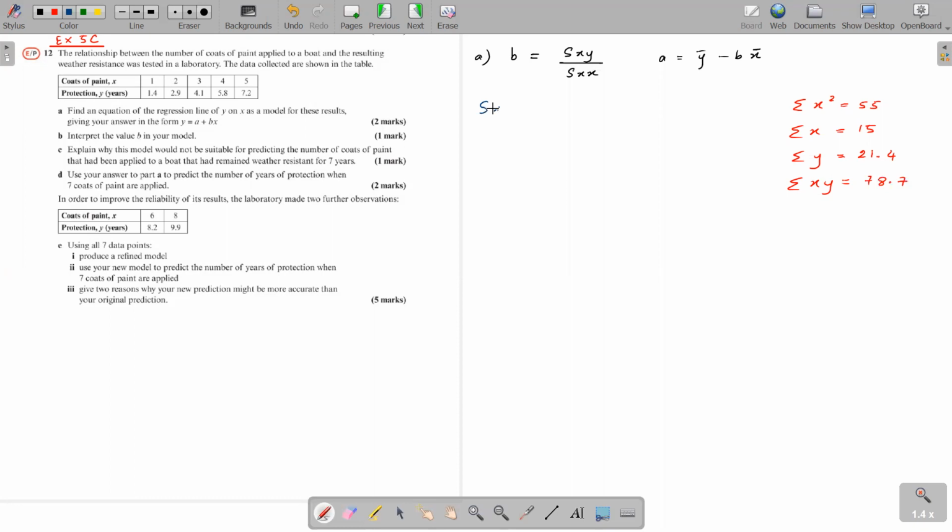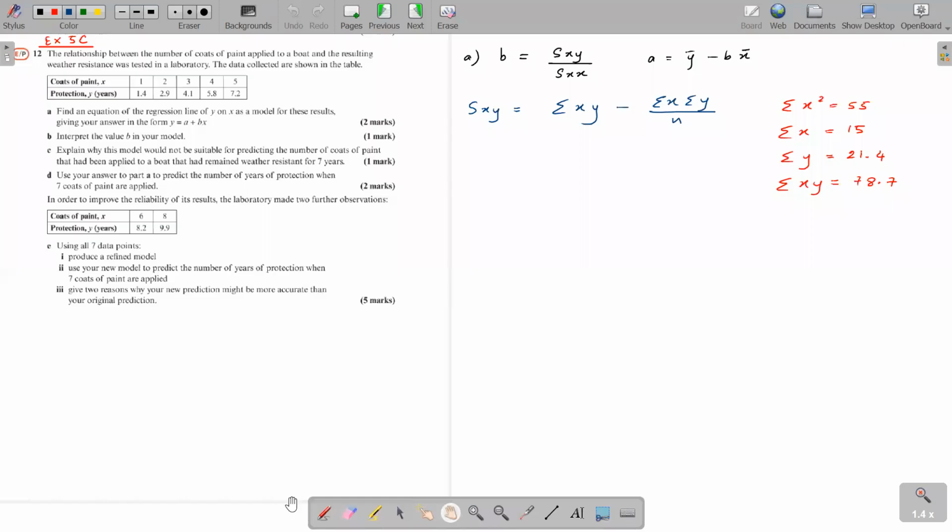So it's Sxy, sigma xy minus sigma x sigma y over n. Right, guys? All right, guys. So Sxy is going to be sigma xy, that's 78.7, minus sigma x sigma y, guys. Sigma x is 15, sigma y is 21.4, divided by n.